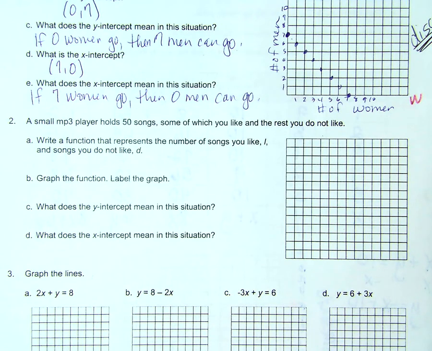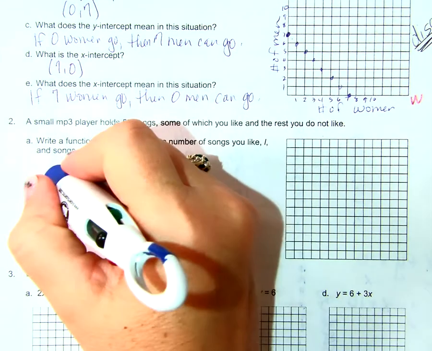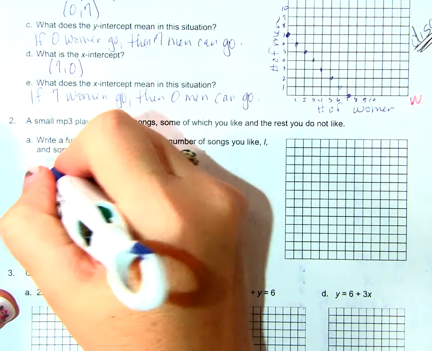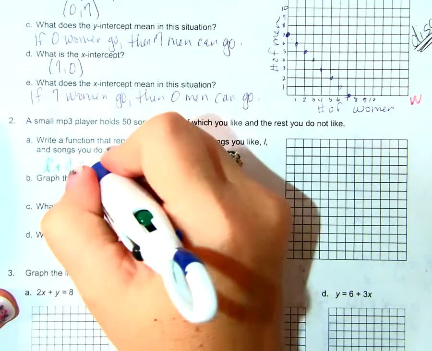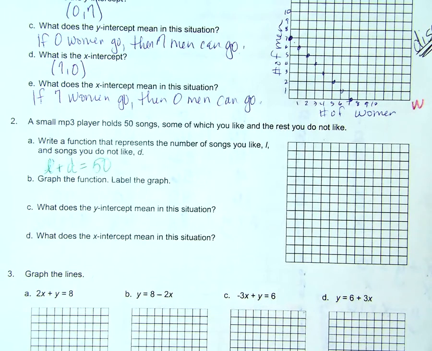So how are we going to go about writing this function then? Any guesses? The songs that I like plus the songs that I don't like equals 50. Again, I heard that from several of you. I was just letting you guys have a chance to think. Good job. Even though some of you were getting mad, you were like, I know it's L plus D equals 50, and she's not even writing it. It'll be okay. You'll be fine.